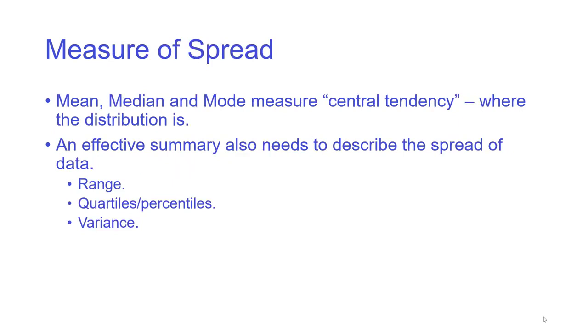Now, mean, median and mode, that tells you on the number line where the distribution is. But the other thing you want to know is how widely is it distributed along that line? What's the spread of it? How wide across is that shape of distribution, the normal? So what we can use are three different measures. We can use the range, we can use quartiles or sometimes percentiles if you want to have more of them, and we can use the variance.